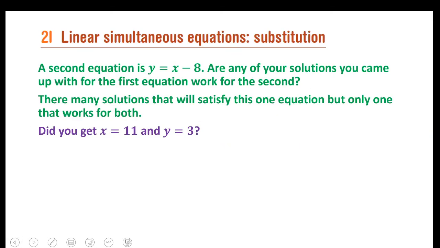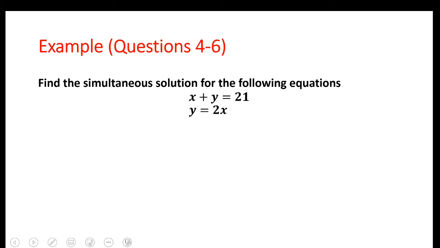But I've got a bunch of examples to show you how to do them, okay? So find the simultaneous solution for the following equation. So we've got x plus y is equal to 21 and y is equal to 2x. Now the whole idea of this is we're going to effectively put one of the equations into the other one by substitution. So if you look at this one, we've got y is equal to 2x, and we've got x plus y is equal to 21.